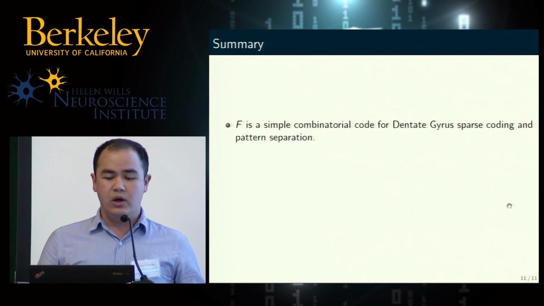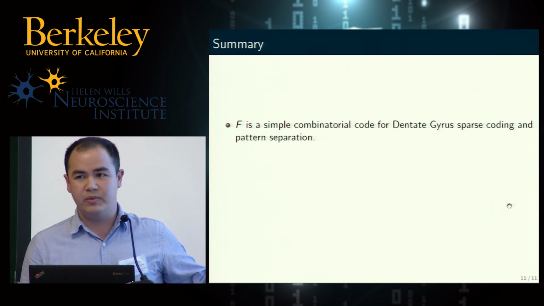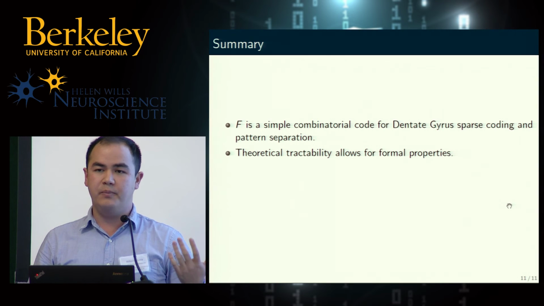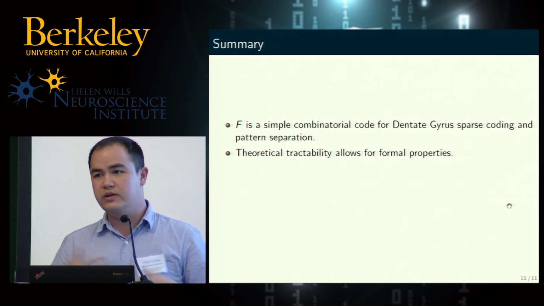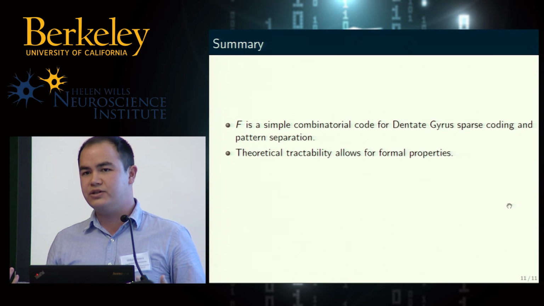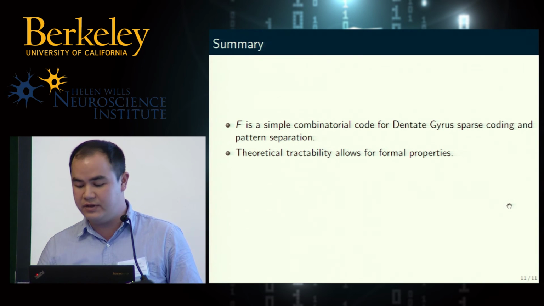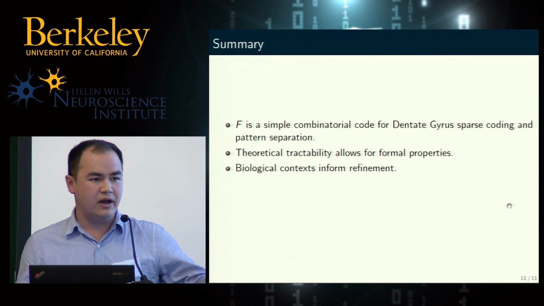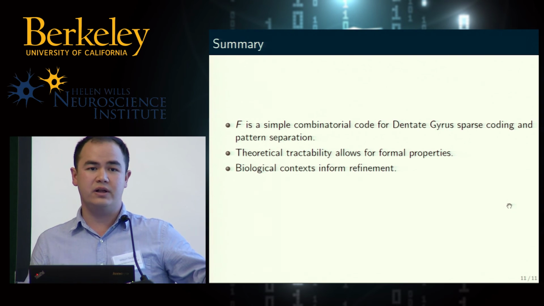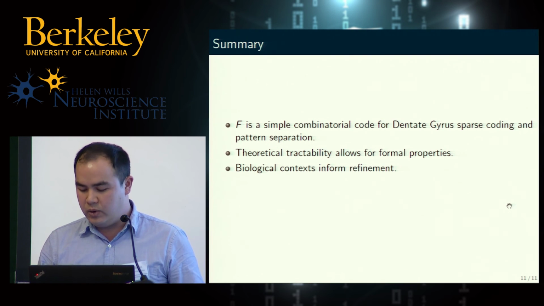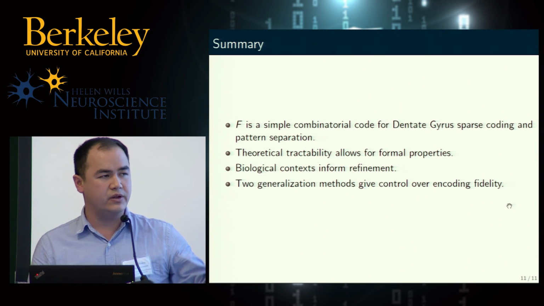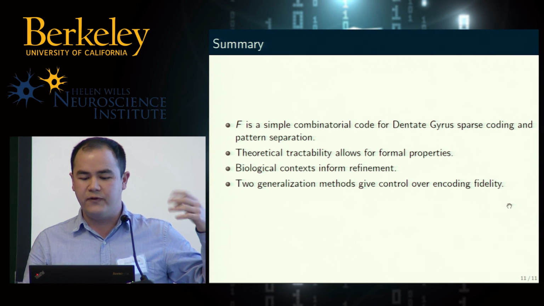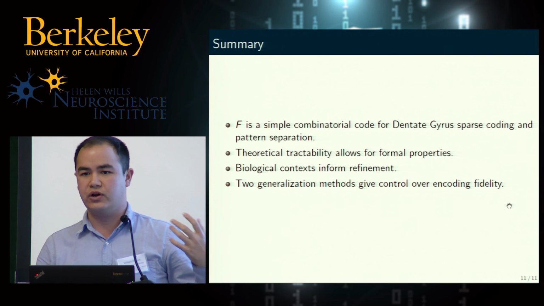So just to recap, we have a nice simple combinatorial code, but because it's so simple, we can show that it has the properties that we expect out of the dentate from the literature. And then we've used the biology to inform how we generalize and modify our code. When we combine the two generalizations we talked about along with others, we actually have really fine-grained control over the fidelity of our encoding.